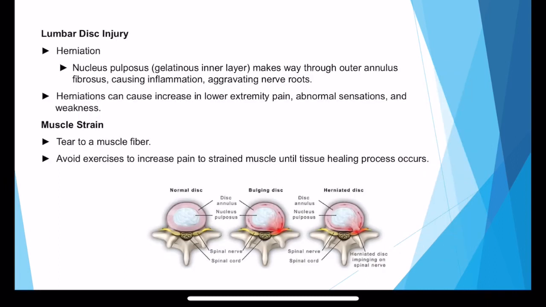Cool, so lumbar disc injuries that can happen is a herniation. So this picture kind of just depicts it really well. A herniation is when the nucleus pulposus, that's a gelatinous inner layer, when it makes its way through the outer annulus fibrosus, causing inflammation and aggravating the nerve roots. So it's actually touching the spinal nerves. That's a herniation. And they can cause an increase in lower extremity pain. They're affecting the nerves, right? Abnormal sensations and weakness. And then remember that a muscle strain is a tear to a muscle fiber, and we definitely just want to avoid exercises that are going to aggravate that pain any further.